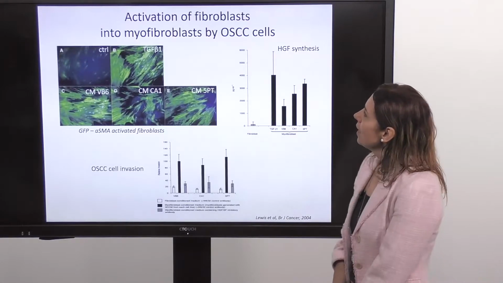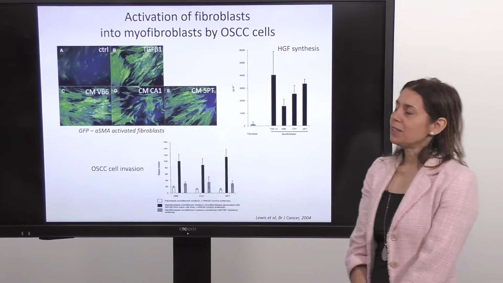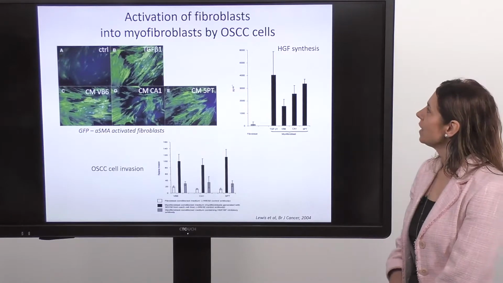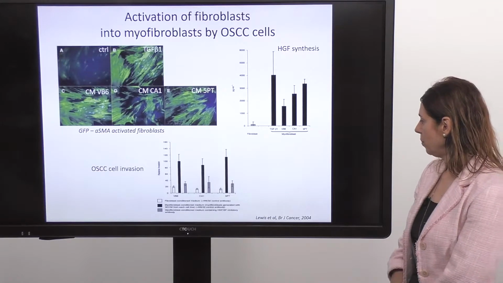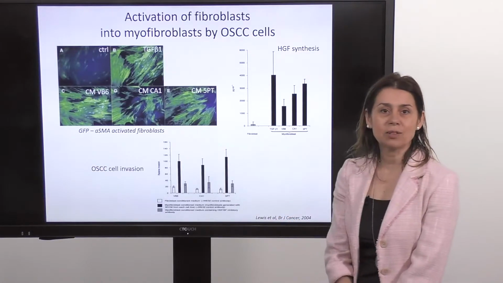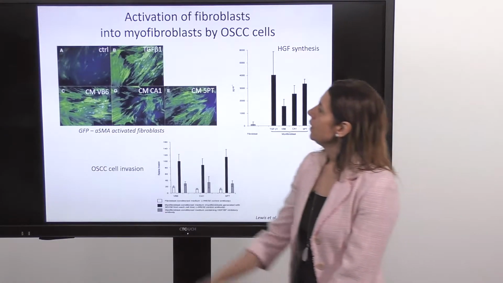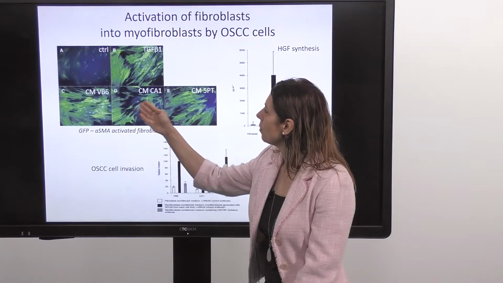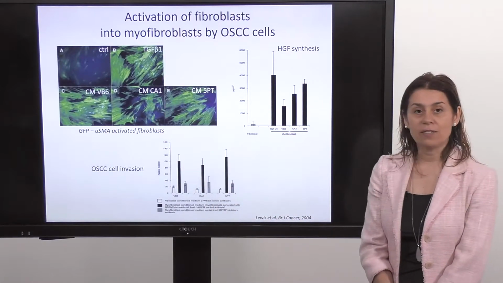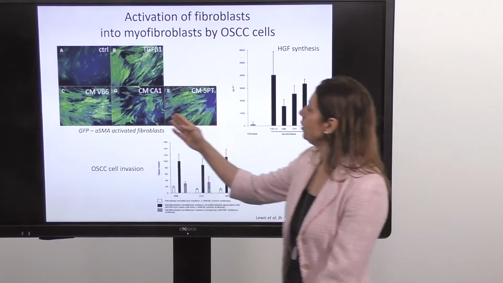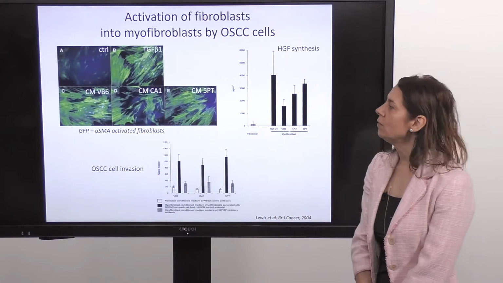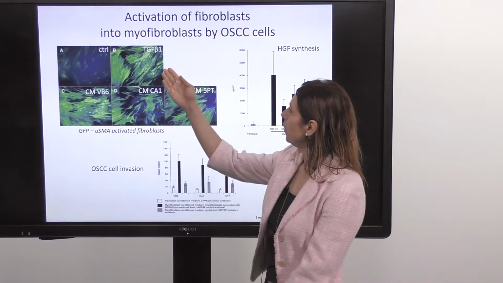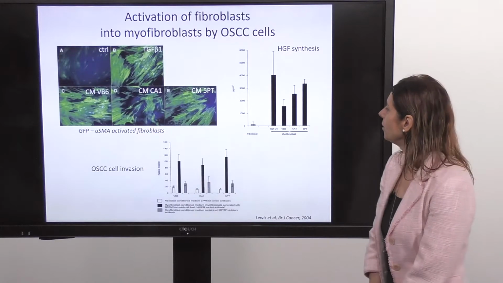Some of the earliest indications that we have activation of fibroblasts into myofibroblasts by oral squamous cell carcinomas come from a paper from 2004 in the British Journal of Cancer, the paper of Lewis, which shows that if you isolate fibroblasts and expose them to conditioned medium from different oral squamous cell carcinoma cell lines, you get them activated into myofibroblasts, here depicted in green with alpha smooth muscle actin visualized. This activation also seemed to be very similar to the activation of fibroblasts by the growth factor TGF-beta1.